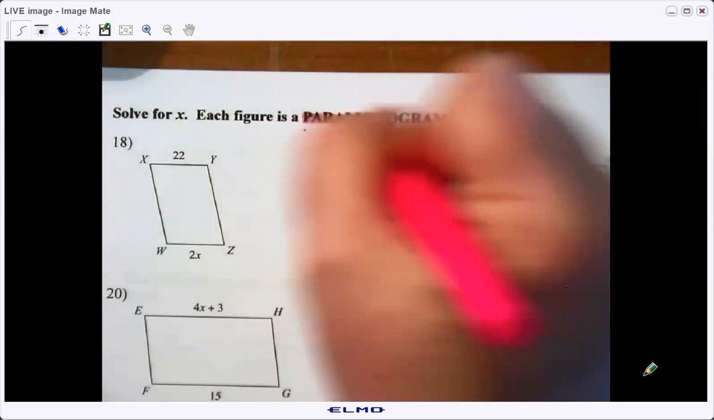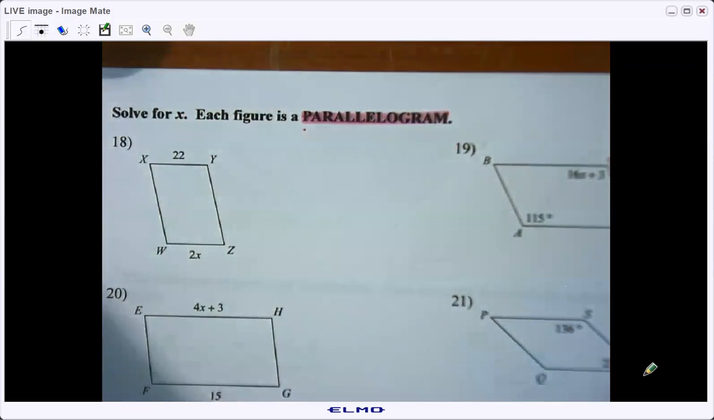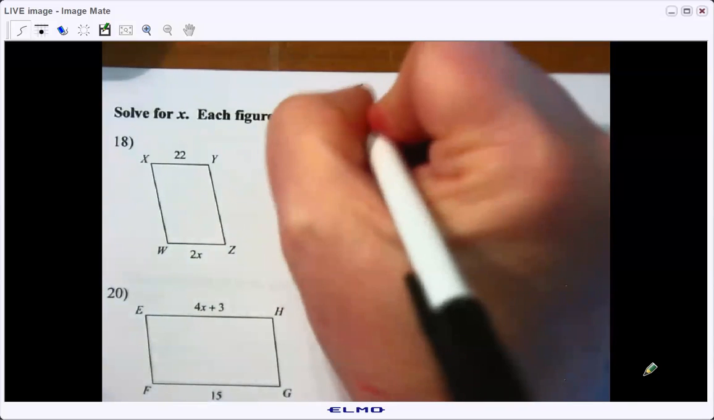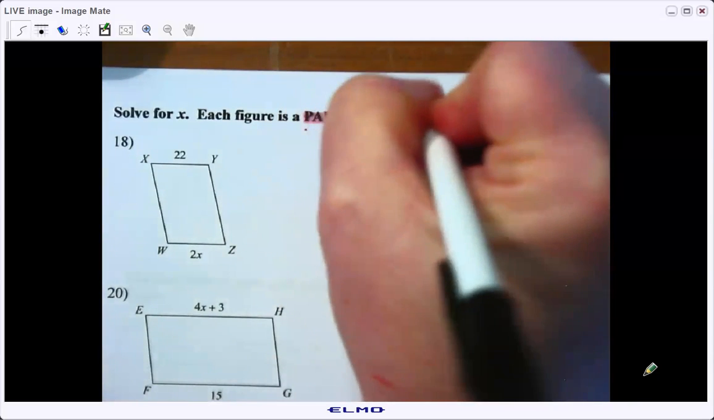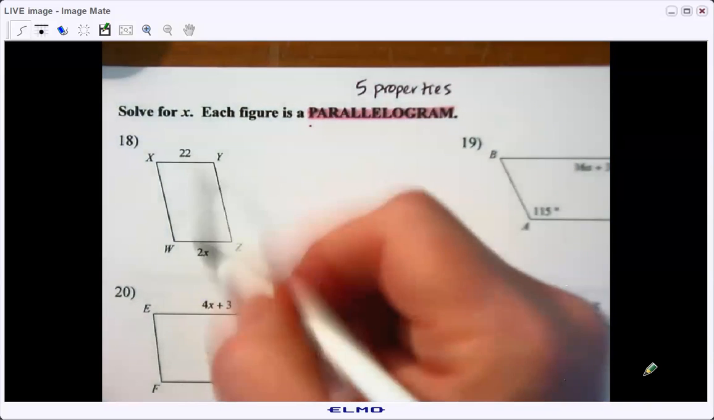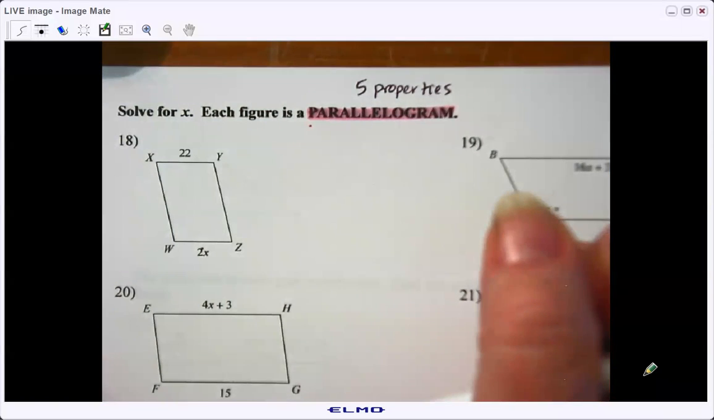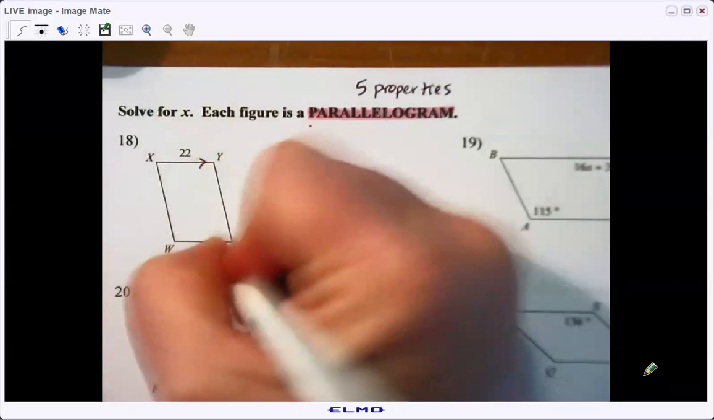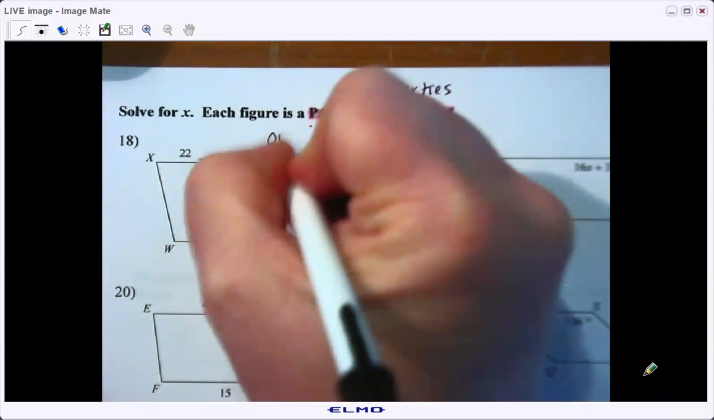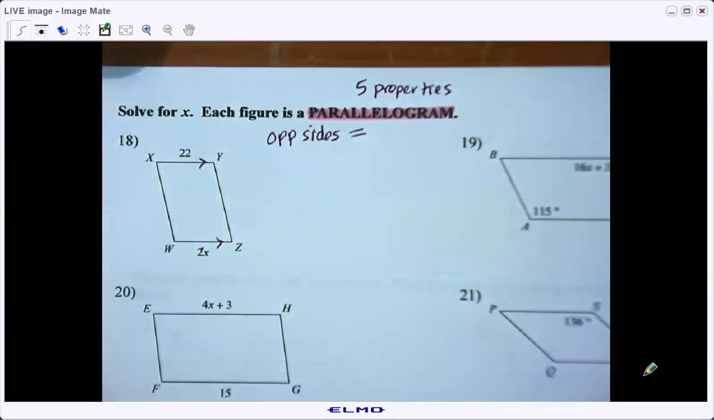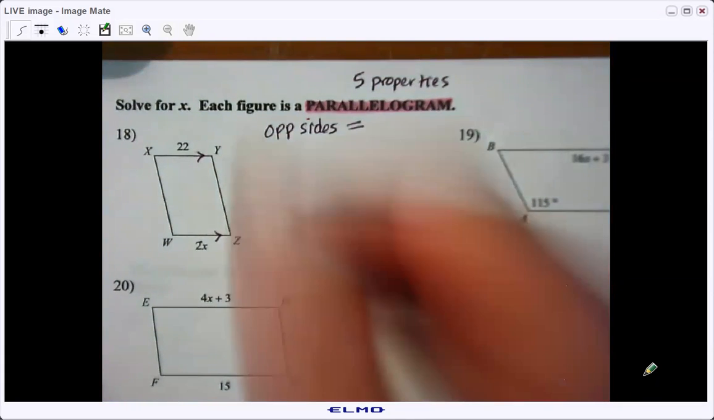We have a parallelogram, so all of the properties that we know, 5 properties, are true, but we don't need all 5. We know that the opposite sides are what? Equal. They are parallel and they are equal. So opposite sides are equal. That's what we need for this problem. So we just set them equal to each other. What do we get?